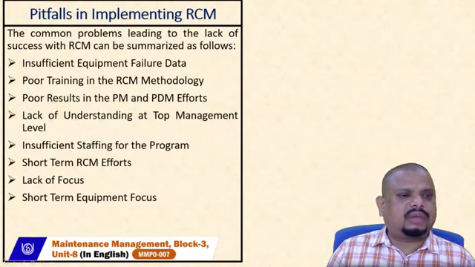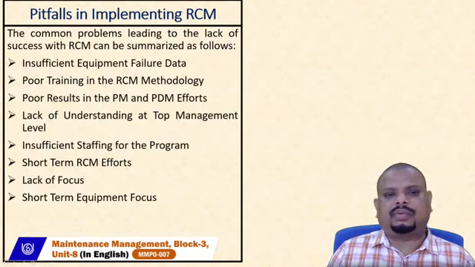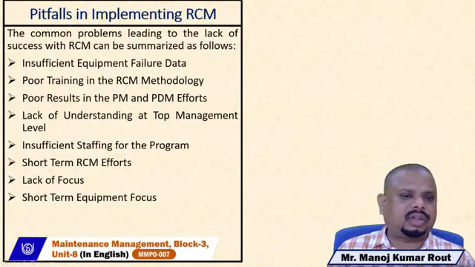The next topic we have is pitfalls in implementing reliability centered maintenance. The common problems leading to the lack of success of RCM can be summarized as follows. The first one is not providing sufficient data, that means insufficient equipment failure data should be a pitfall, or disadvantage, for the implementation of RCM.